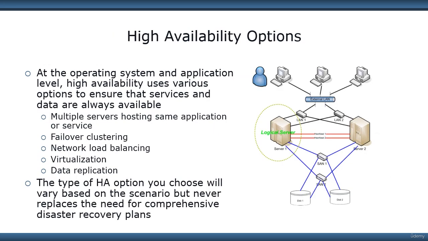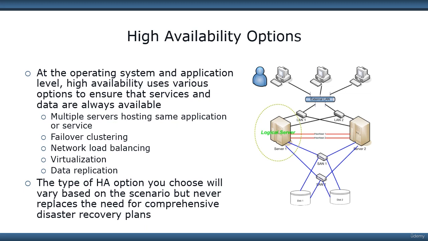So let's talk about some of our options. At the operating system and application level, high availability is going to use various options to make sure services and data are always available. So for instance, multiple servers hosting the same application or service. So maybe it's a web front end to a back end database. Maybe it's a back end database that's mirrored across multiple servers.